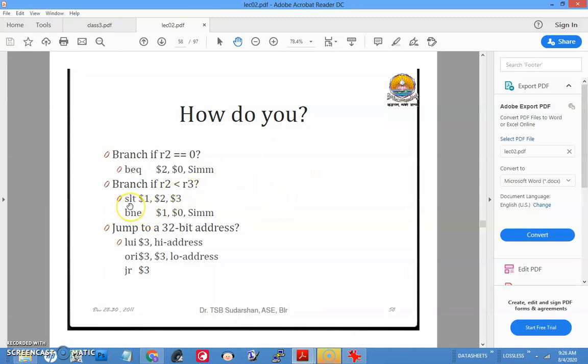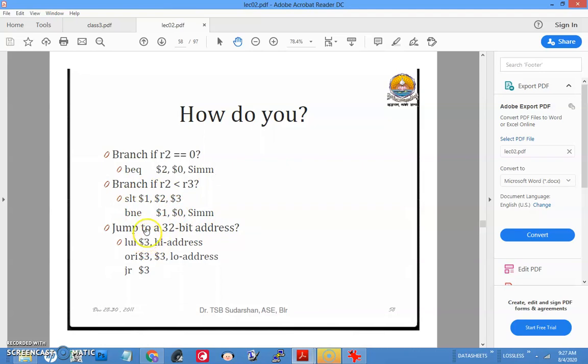That is where we have another instruction known as SLT, set on less than. SLT works like this: it will set the register $1 if $2 is less than $3. I repeat, $S1 will be made 1 if $2 is less than $3. So if $2 is less than $3, S1 will be 1. Then branch on not equal to 0: if it is not equal to 0, you can jump to the location. So this will become the same.